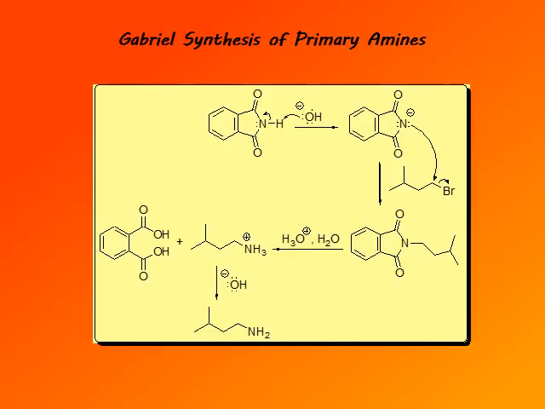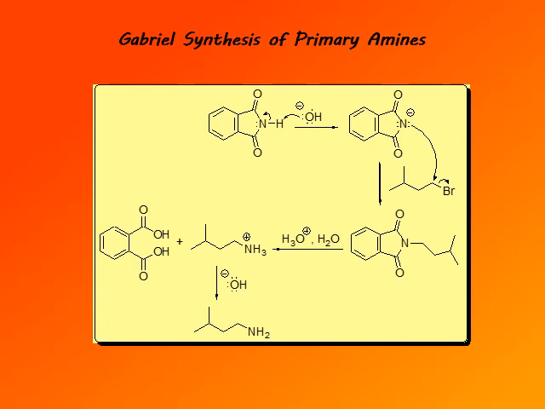Amides, or more specifically, a subclass of amides called imides, have been exploited in synthesis of primary amines. That's called Gabriel synthesis of primary amines. Synthesis of primary amines is a bit of a challenge. If we carry out the reaction that you learned in the first semester, SN2 reaction of an alkyl halide with ammonia, where ammonia is the nucleophile, the reaction will produce primary amine.